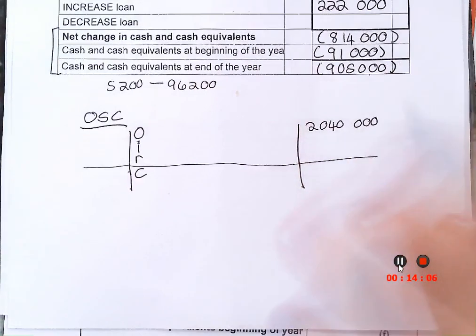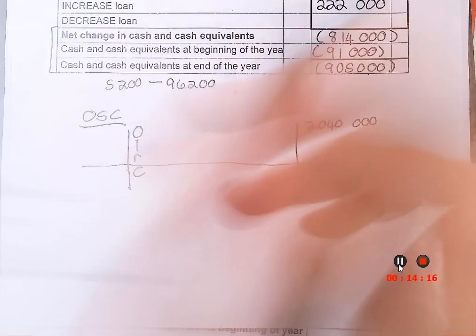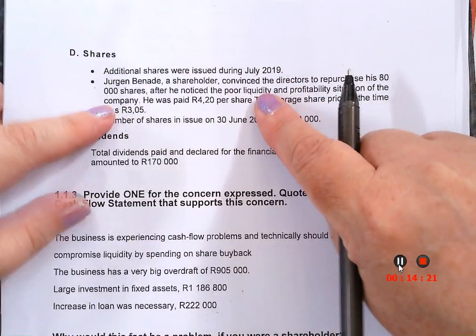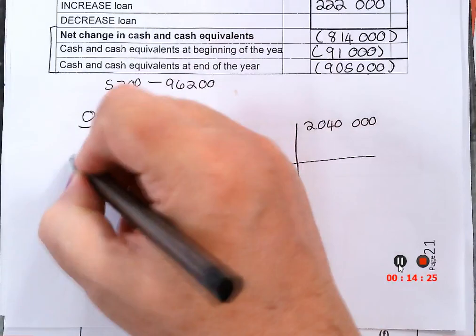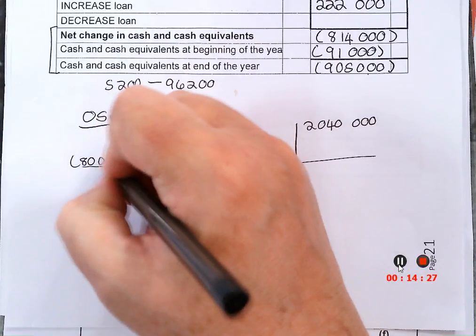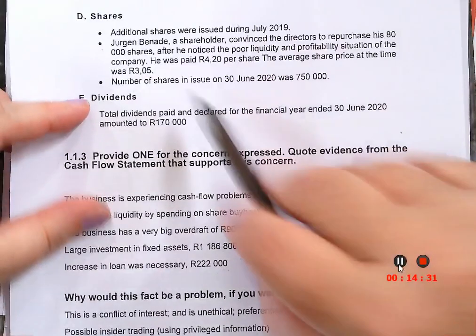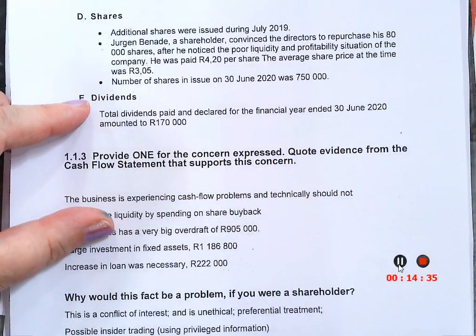The closing I'm not going to write down now, because I first want to see if the information they give me was recorded. Okay, so let's just wait for 3 seconds. So they say additional shares were bought. Jurgen convinced the directors to repurchase his 80,000 shares. So Jurgen, 80,000 shares, right? And he was paid R4.20 per share.